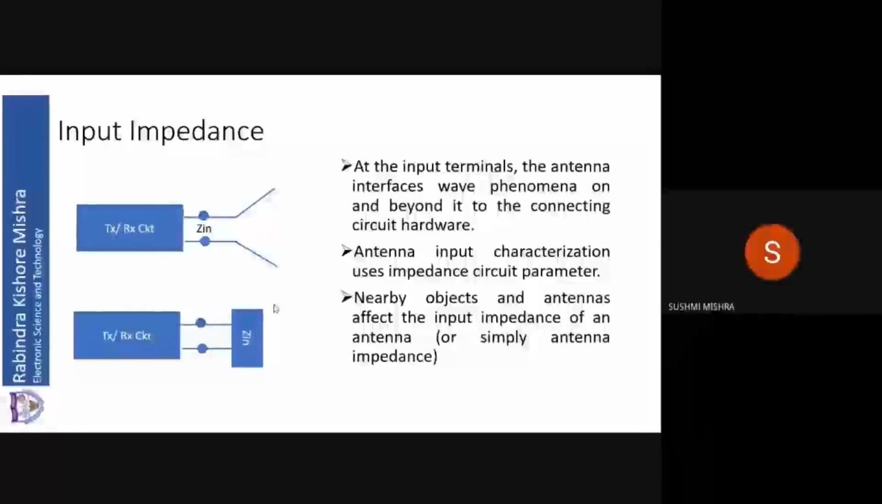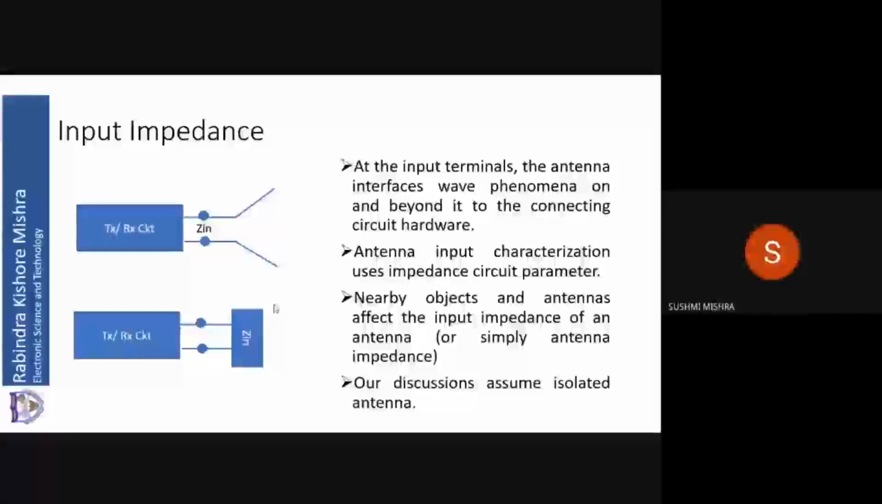Otherwise, if the circuit design is not in your hand, somebody else has already designed the circuit, you know what is the output impedance of the circuit, accordingly design the antenna. Now, this input impedance not only depends on the antenna, but also on nearby devices which are coupling to the antenna or which are affecting the antenna parameters. But in our discussion, for the time being, we will consider only isolated antennas which are not disturbed by any other outside device or other outside antenna.